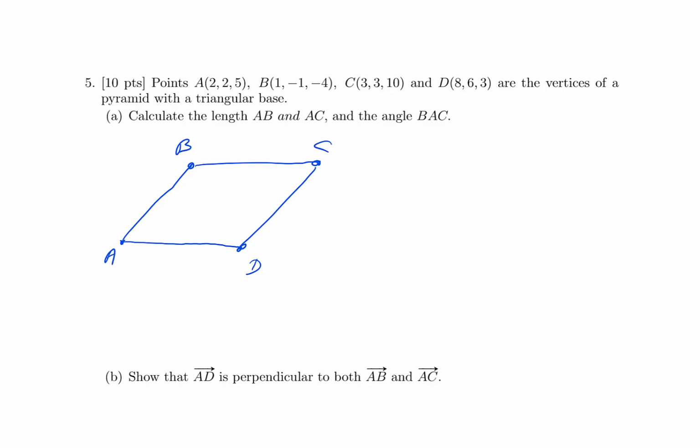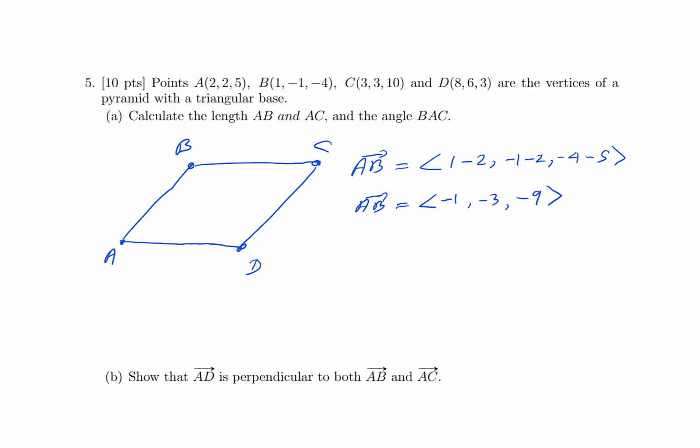Okay, let me find the AB length. Before we find the AB length, let me find the AB vector. So how do we find the AB vector? You know it is B minus A. What does it mean? 1 minus 2, negative 1 minus 2, negative 4 minus 5, right? So the AB vector is negative 1, negative 3 and negative 9.